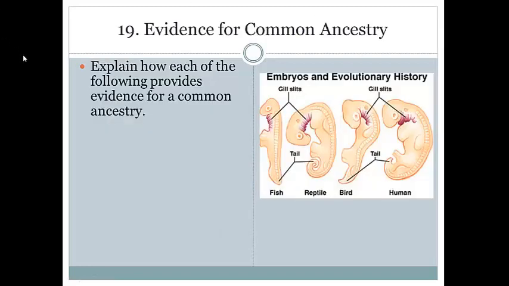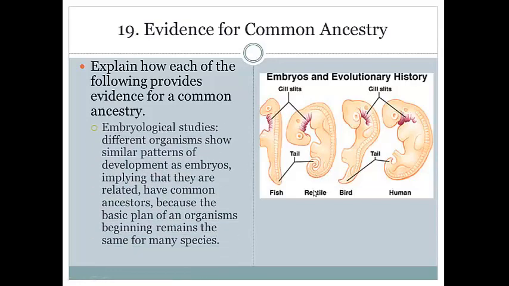Next question asks us about a common ancestry. So first is embryological studies. So if we look at the embryos of different organisms, we see that there are similar patterns of development. So we'll see that eyes develop at around the same time, or limbs develop at around the same time. So this implies that there is some kind of relation and that they have common ancestors, because the basic plan of an organism's beginning remains the same for many different species.